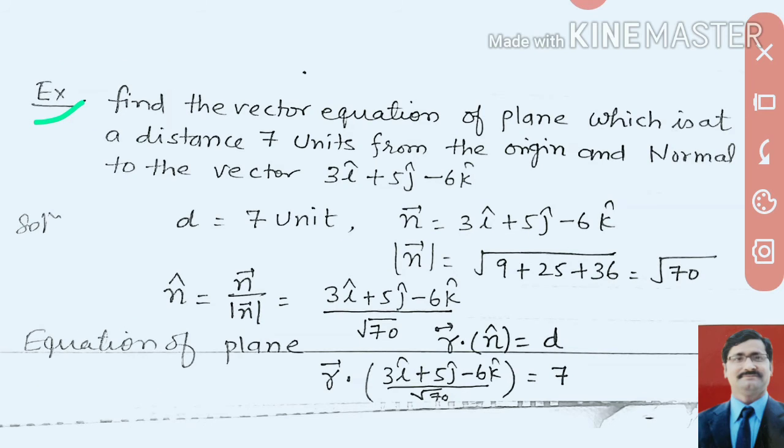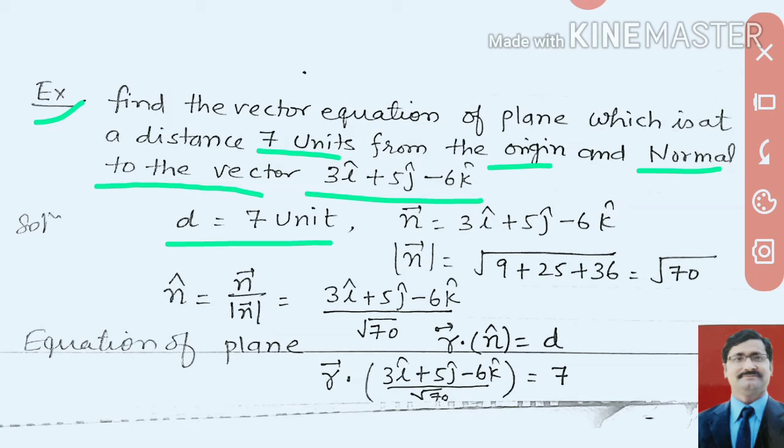Done. Find the vector equation of the plane which is at a distance of 7 units from the origin, and the normal vector to the plane is 3i plus 5j minus 6k. Now look here, d is given as 7 units and the normal vector is given to you, that's 3i plus 5j minus 6k. First you find the modulus of this normal vector, which is root 70.